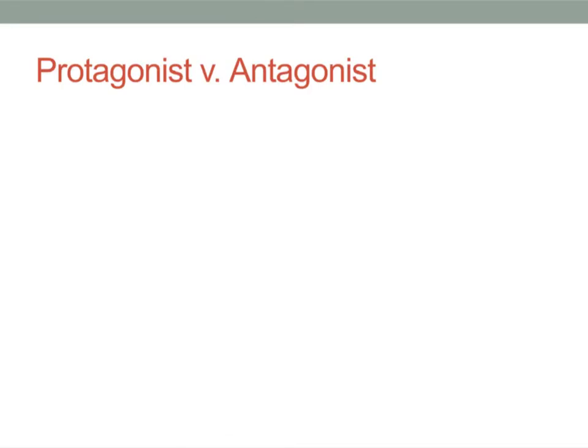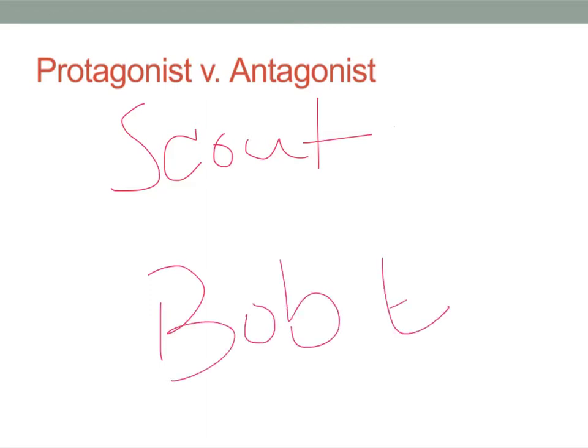First, protagonist versus antagonist. A protagonist is the chief character in a work, such as Jean Louise Finch in To Kill a Mockingbird, also referred to as Scout. An antagonist is the character directly opposed to the protagonist, a rival, opponent, or enemy of the protagonist, right? And so in To Kill a Mockingbird, the antagonist opposing Scout would be Bob Ewell.